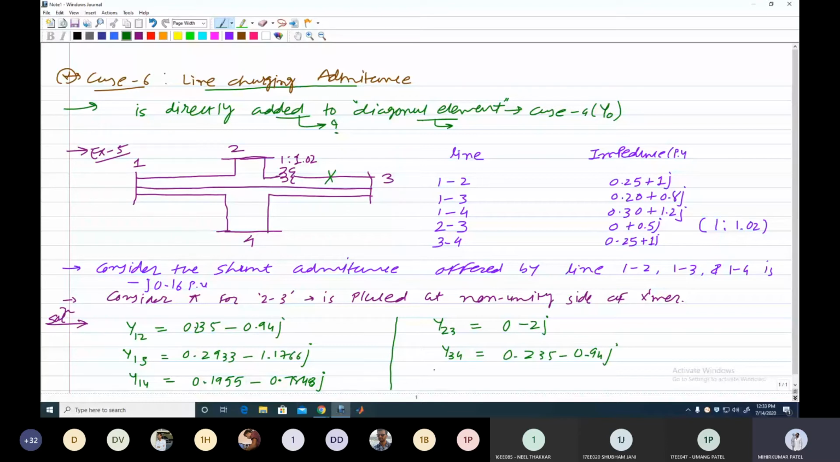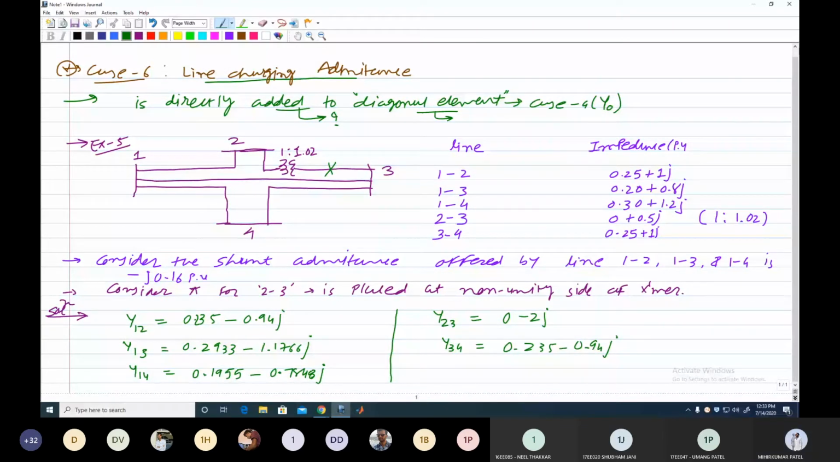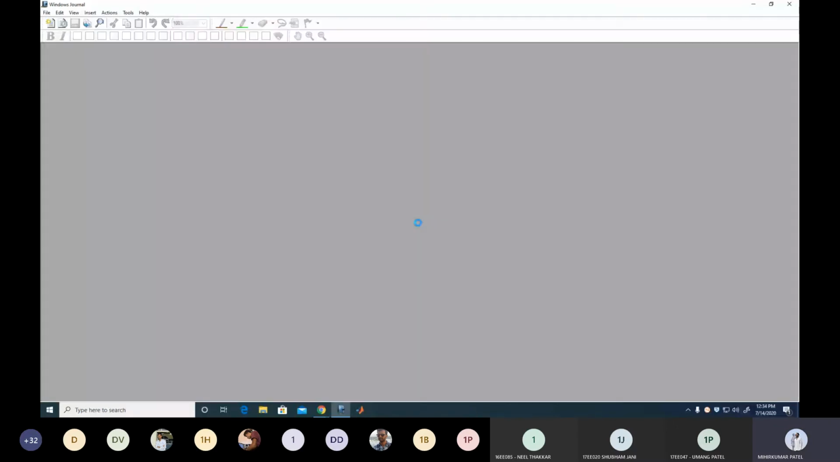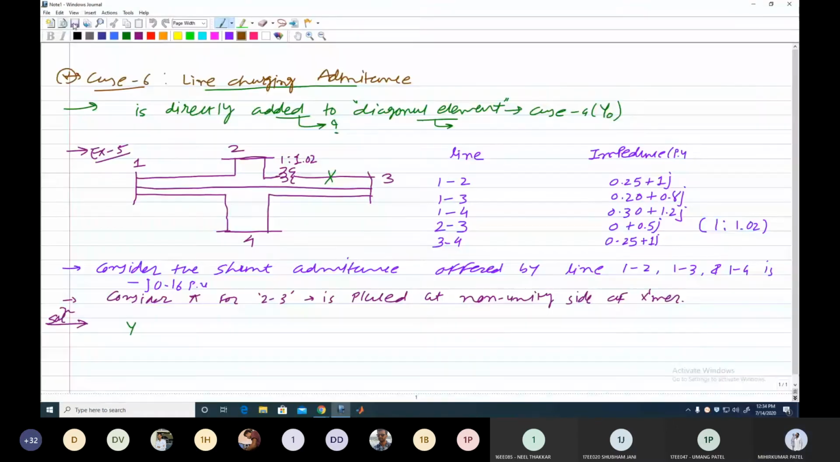Converting by polar and rectangular form. Clear? Then the next step is you have to consider where the shunt admittance is given, between lines 1, 2, 1, 3 and 1, 4. These all three lines. There is a problem with this Microsoft Journal. Let me save it.